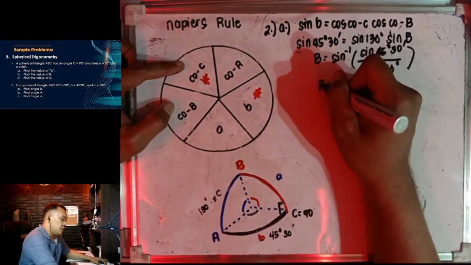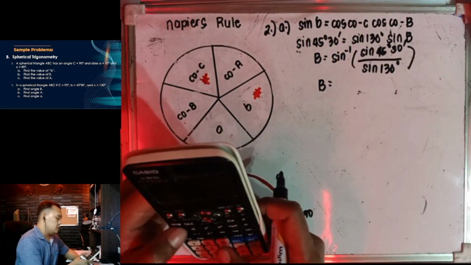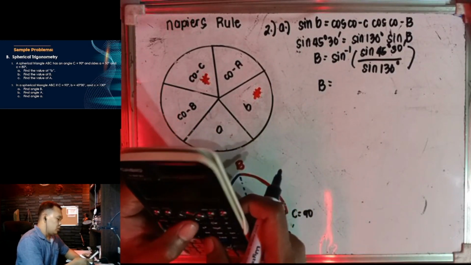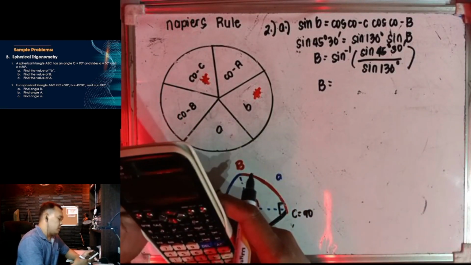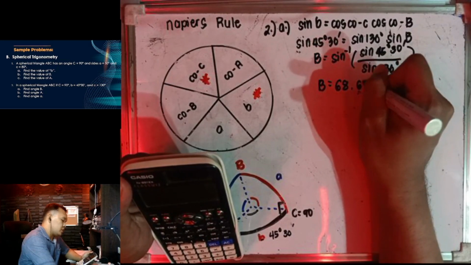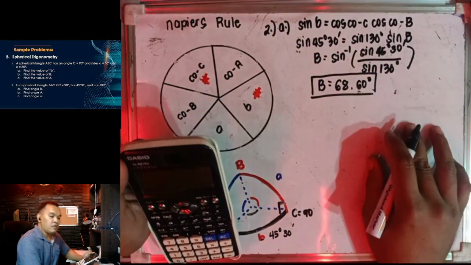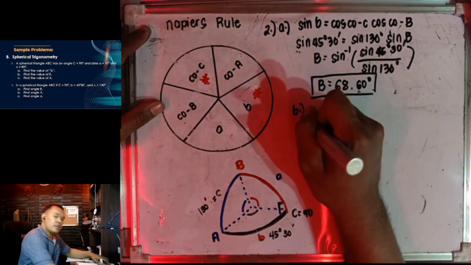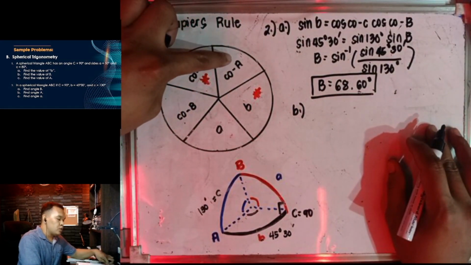Okay? So, B is equivalent kay arc sine 45 degrees and 30 minutes all over sin 130 degrees. So, we have here the value of capital B, which is 68.60 degrees. So, yan po yung value ng capital B. Okay. For letter B, ang hinahanap is capital A. So, kung ang hinahanap ay capital A, we could use this.